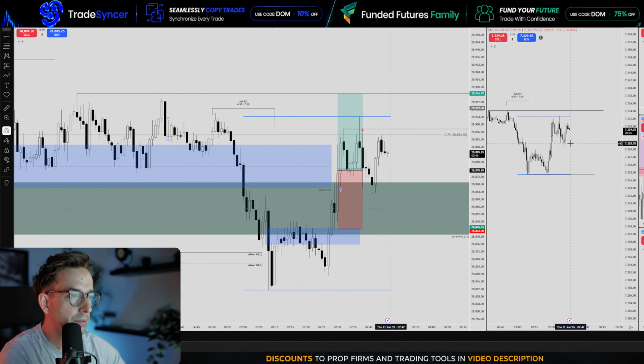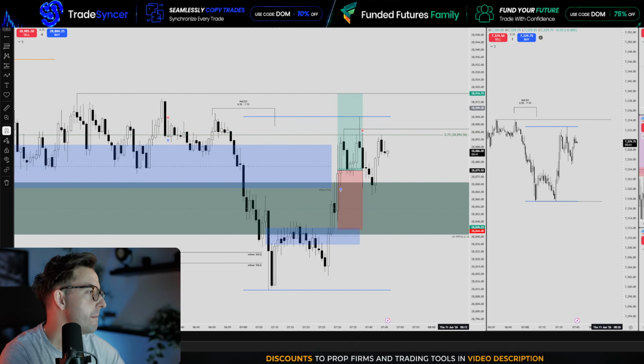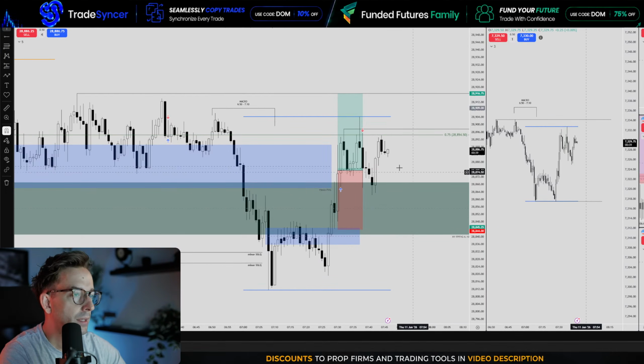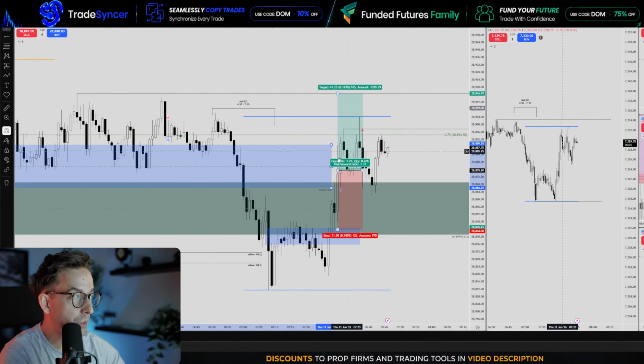Not showing me anything different than what NQ is showing. So they're highly correlated right now. The 15-minute closed in the upper half of this fair value gap. That's good. It means it's weakness, right? It's still closing within it, but it's showing weakness. If it didn't close within the upper half, that would be concerning.